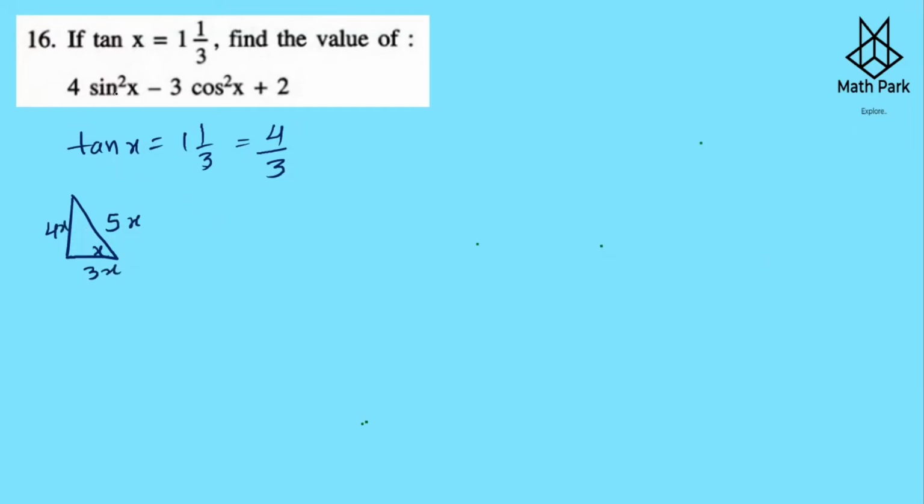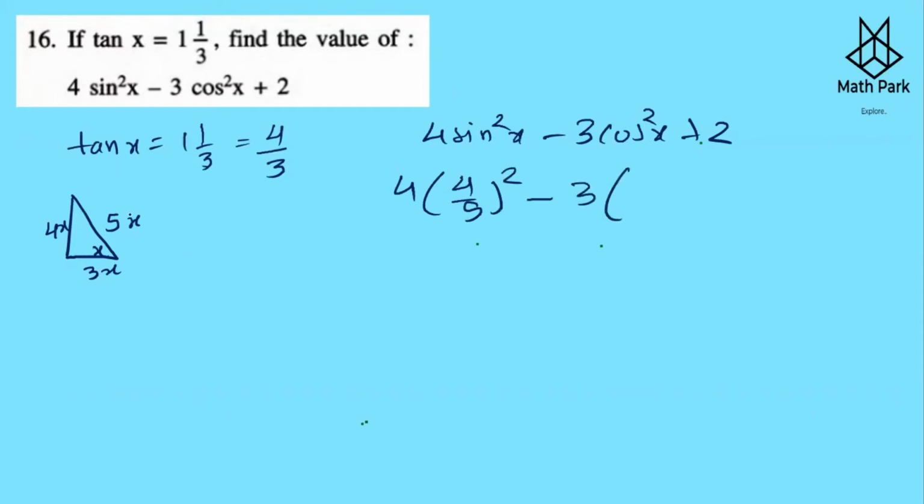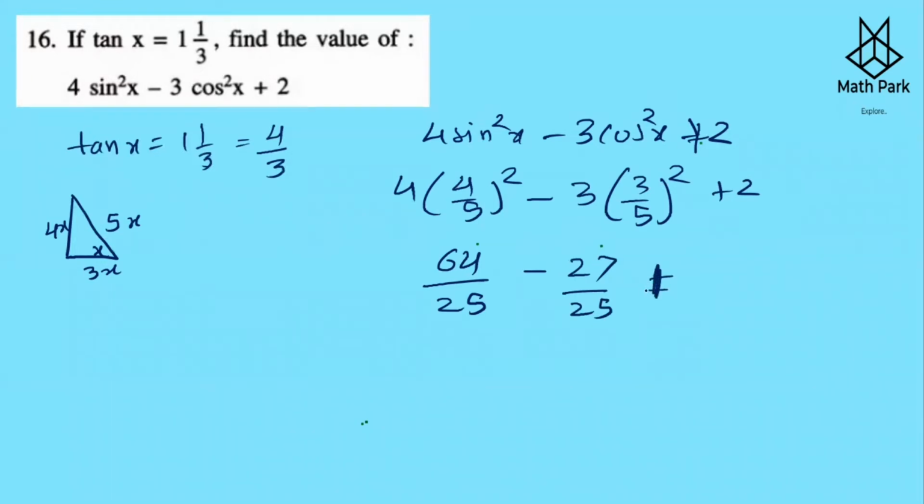Now let us find the value of 4 sine square x minus 3 cos square x plus 2. So we put the values. Sine x is going to be opposite by hypotenuse, that is 4 upon 5, and then the square of this, minus 3 cos x is adjacent upon hypotenuse, that is 3 by 5 and the square of this, and then plus 2. So 4 square is 16, 16 fours are 64 upon 25, minus 3 square is 9, 9 threes are 27 upon 25. So 64 minus 27 and then plus 2 is there.